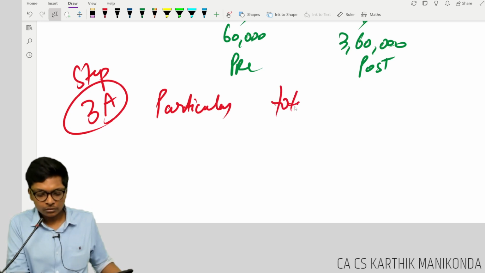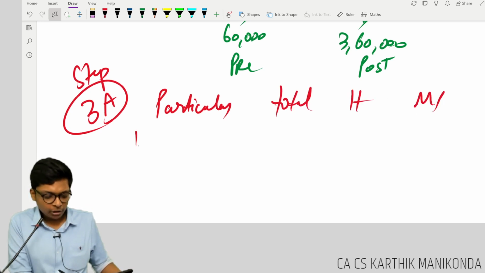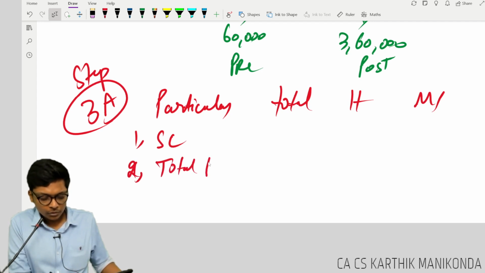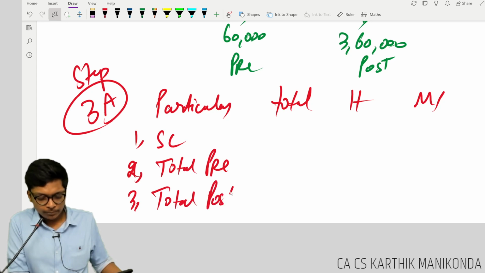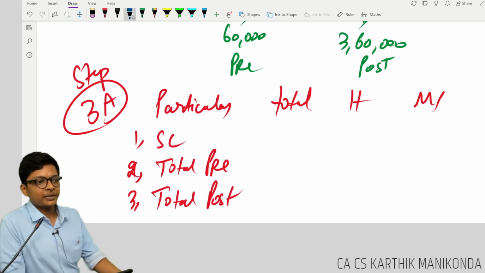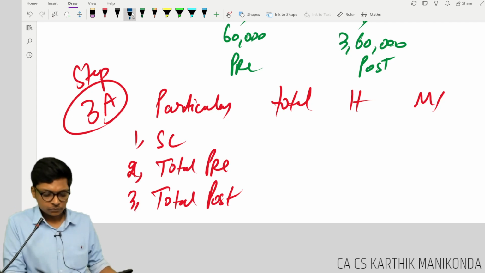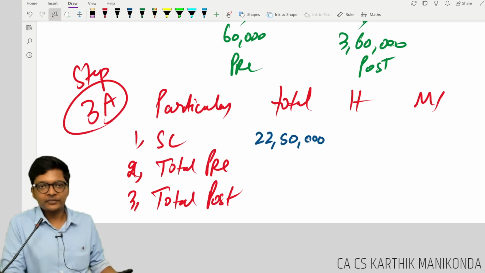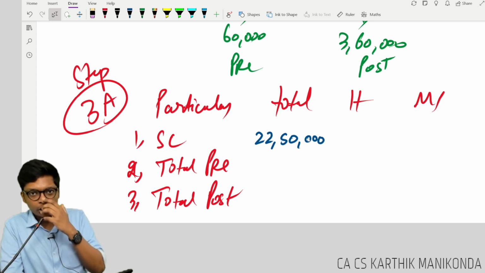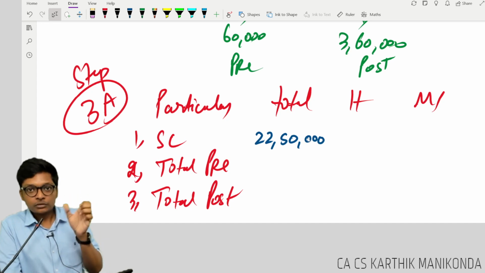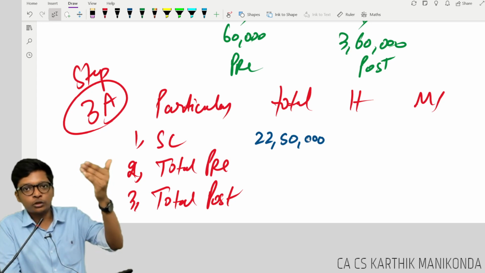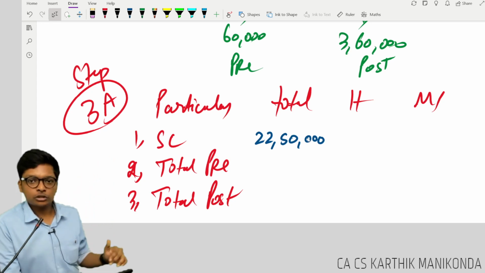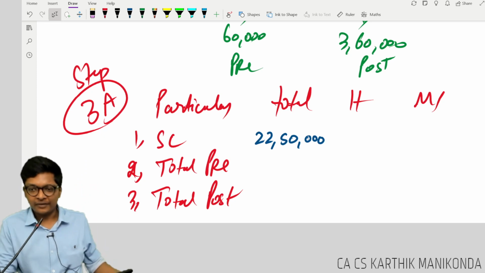Particulars, total, holding, minority, share capital, total pre, total post. Now what's the share capital, guys? 22 lakh 50,000. You have to be a little careful here because there is a change in share capital from date of acquisition to date of consolidation. So in the working note, I will discuss it when we get there.